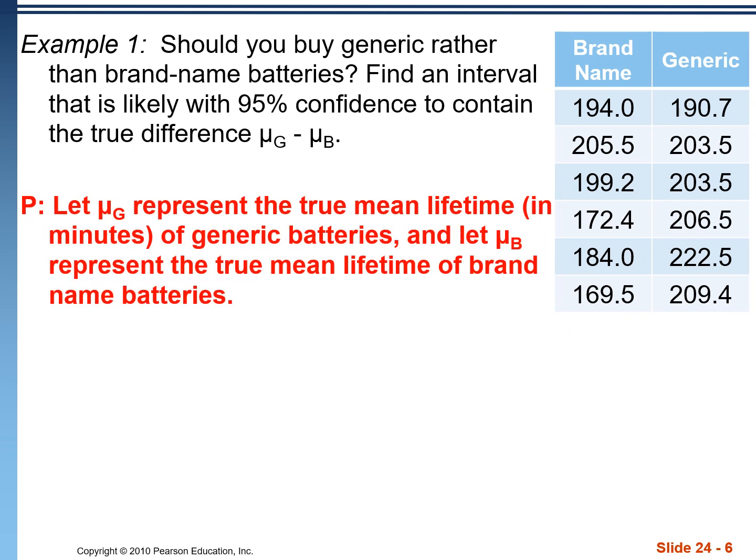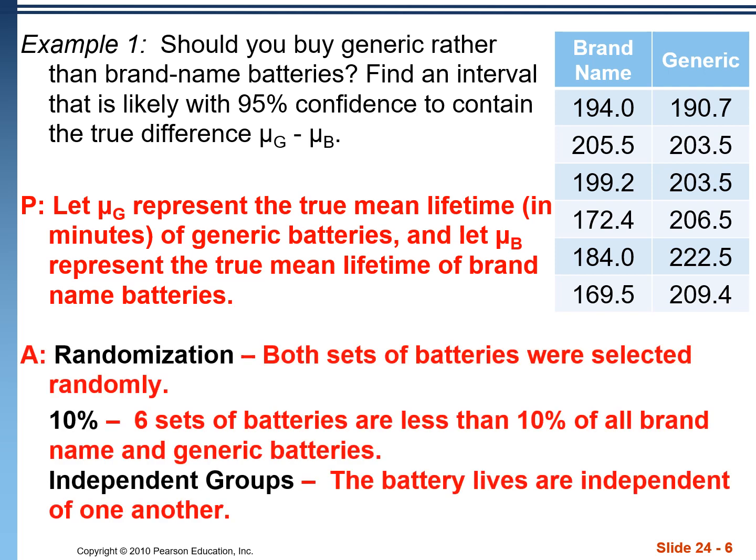Let mu g represent the true mean lifetime in minutes of generic batteries, and mu b represent the true mean lifetime of brand name batteries. Assumptions and conditions. Randomization, both sets of batteries were selected randomly. 6 sets of batteries are less than 10% of all brand name and generic batteries. And I'm going to skip the nearly normal for now. We'll get to it on the next slide. Independent groups, the battery lives are independent of one another.